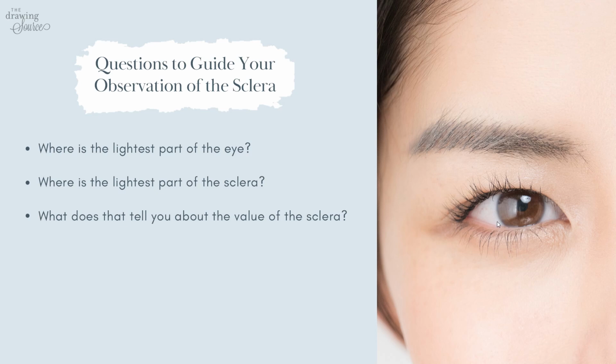When I compare the two, I think the value of the reflection here is lighter than the lightest part of the sclera. This tells me that when I draw this eye, I can leave this value as the white of the paper and make sure to draw the entire sclera a little bit darker. None of the sclera will remain as the white of the paper.